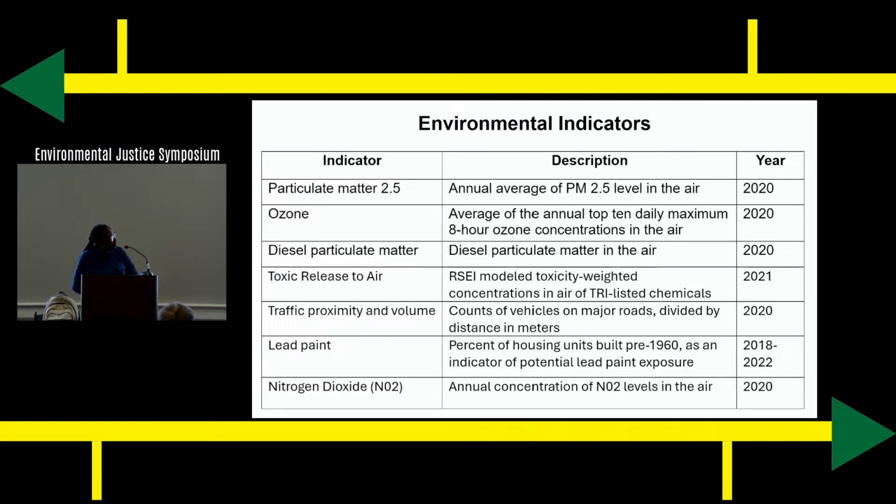We have the traffic proximity volume, also 2020 data. That's the count of vehicles on major roads divided by the distance to the place. Most times they use the 10-kilometer distance. So what they do is that they create a buffer. So if your house falls within that 10 kilometers, the closer your house is to the road, the higher your index. Then you have lead paint. Those are houses built pre-1960. And the data is from 2018 to 2022, which is quite recent.